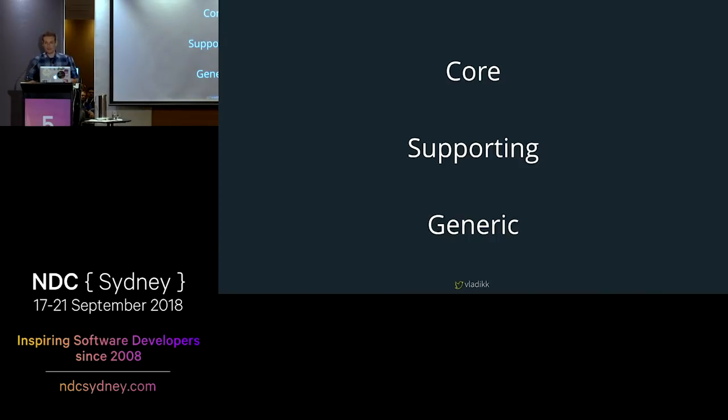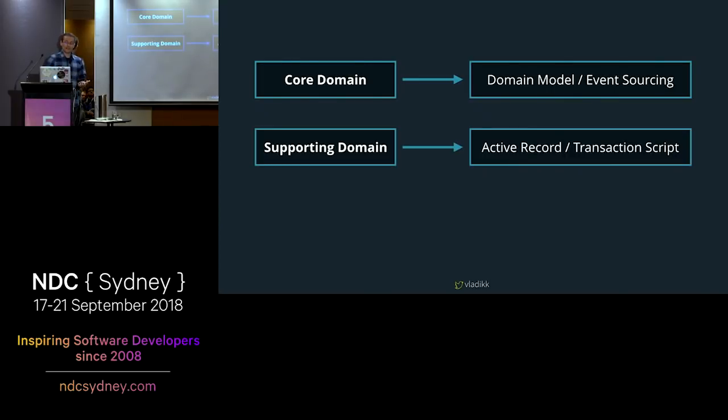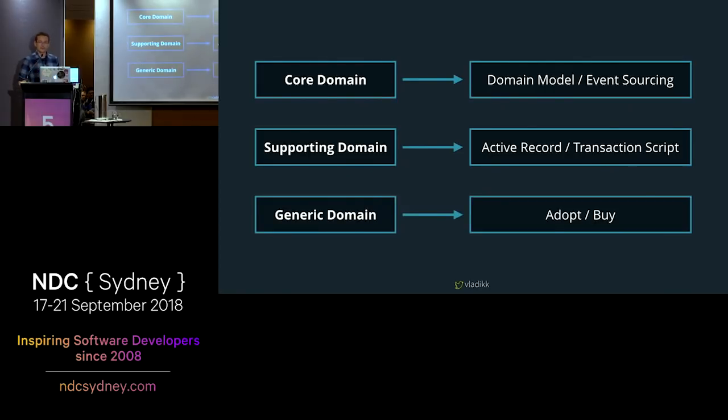Now, it's a common practice to use this categorization to drive design decisions. For core domains, use the heavy artillery. Build a domain model with DDD's tactical patterns or event sourcing. Supporting domains can be implemented with some rapid application development framework because, frankly, most of them are very simple. There is no complex business logic in them. And generic domains, the solved problems, in many cases are cheaper and safer to buy or adopt than to implement yourself.